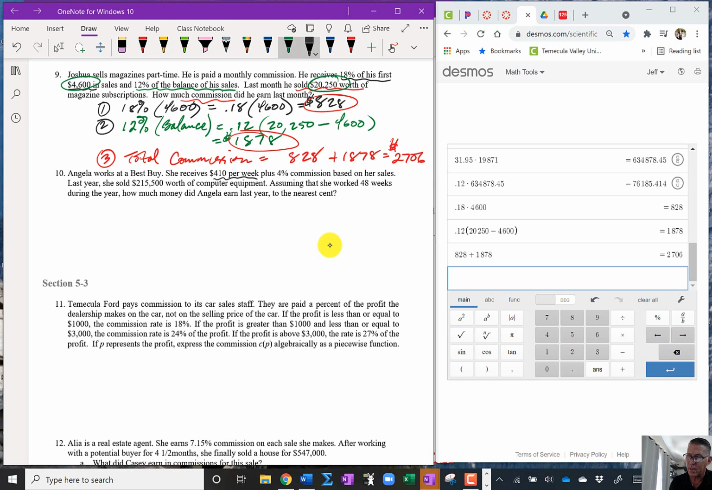So let's figure out her regular pay first. Her salary. So step 1, salary. She gets $410 per week. She works 48 weeks per year.